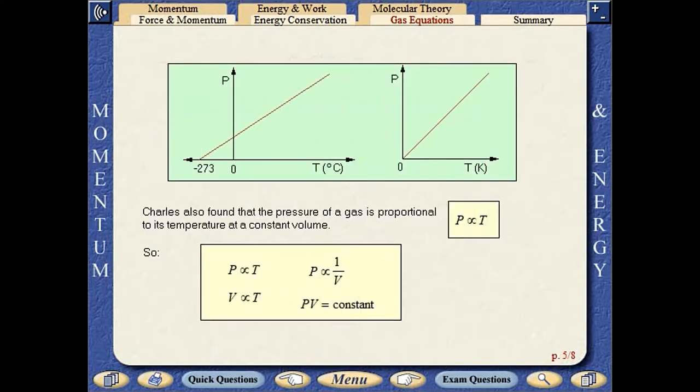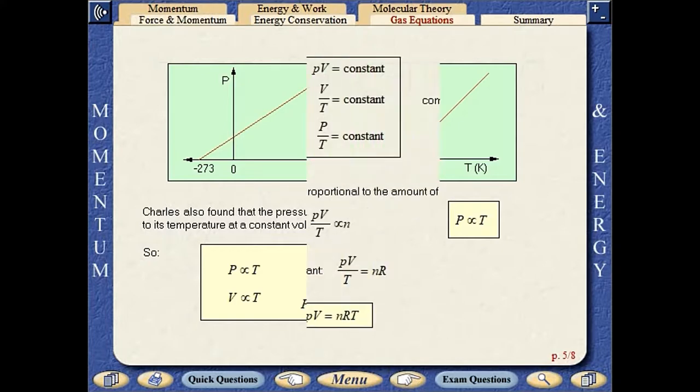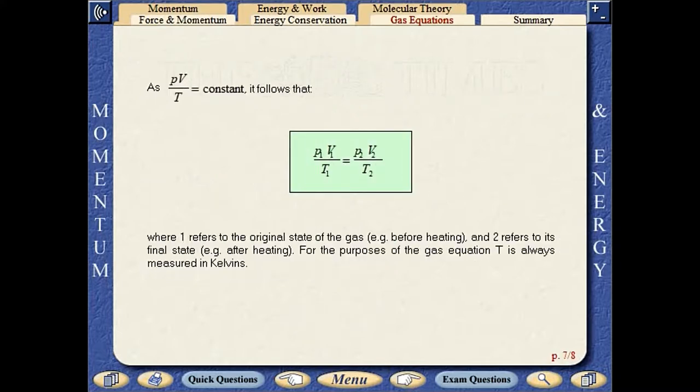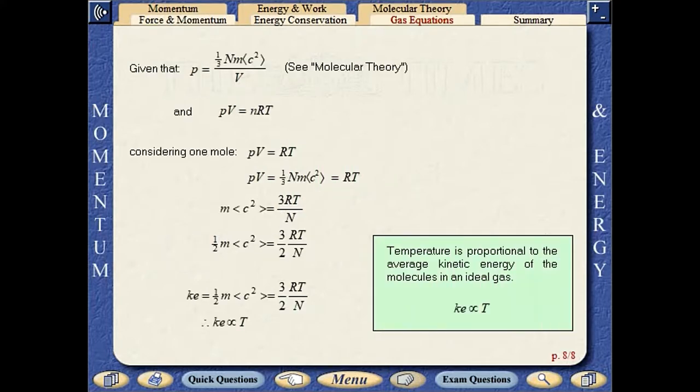Charles also found that the pressure of a gas is proportional to its temperature at a constant volume. Temperature is proportional to the average kinetic energy of the molecules in an ideal gas.